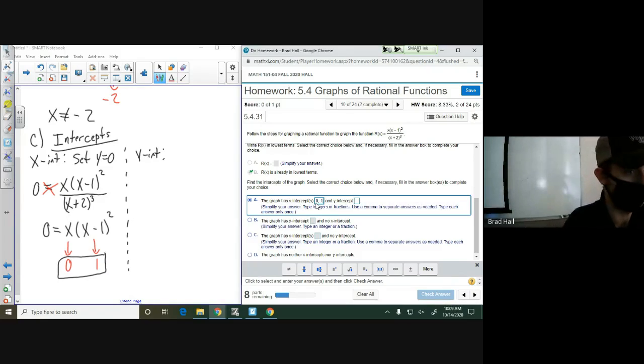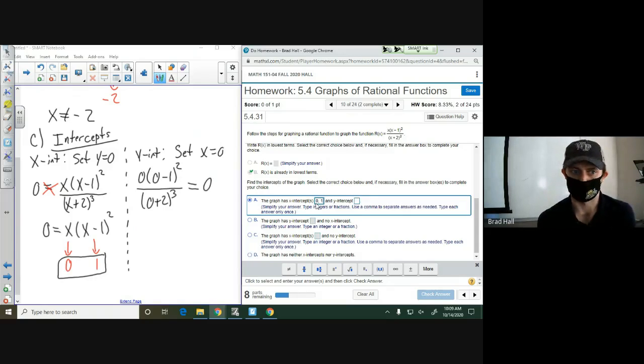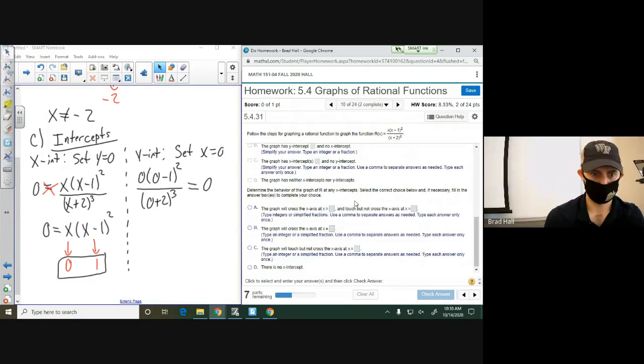So the y-intercept, we set x equal to 0. And really, we just get 0 because we're multiplying by 0 in the very front. So we just get 0.